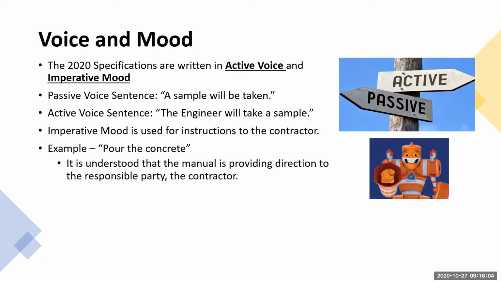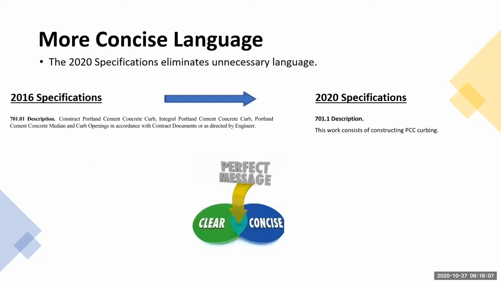So, language to be more concise. The 2016 manual sometimes had unnecessarily added words. Construct Portland cement concrete curb. We've defined what Portland cement concrete curb is. It's PCC. There's no reason to restate it again and again, because in that statement alone in the 16, I think it's stated at least 3 times, and it's "or as directed by the engineer."